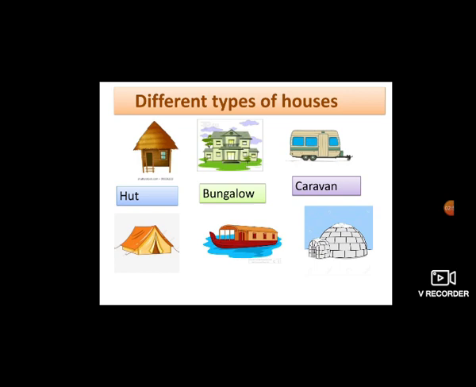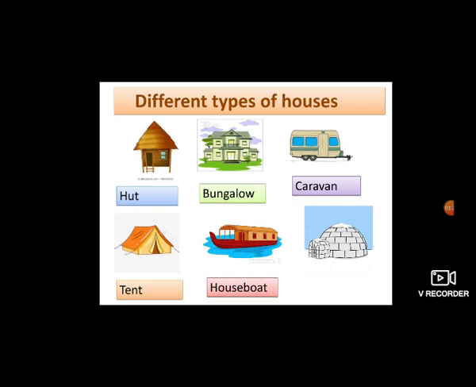Okay. Now the fourth one is also a kind of temporary house. They are mostly made of cloth. People who move from one place to another place live in tents. Okay. Next one is also a temporary house, houseboat. This kind of house is found mostly in Kerala or Kashmir. These houses can move on water.